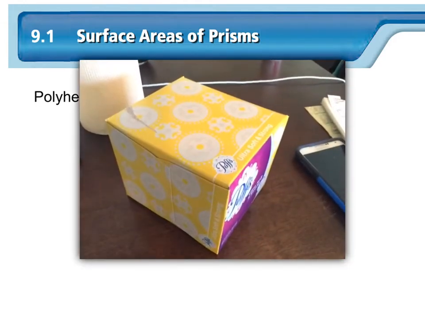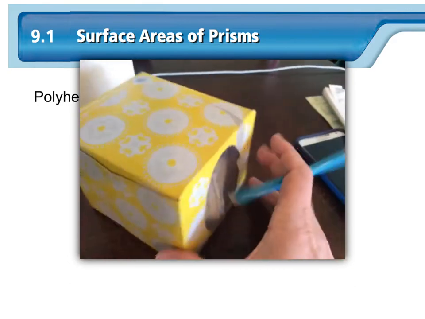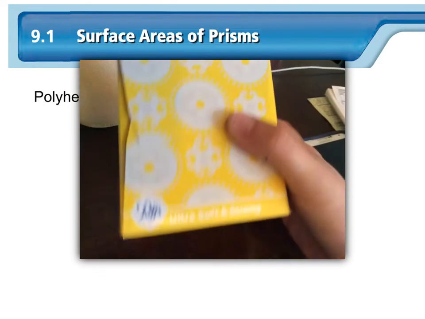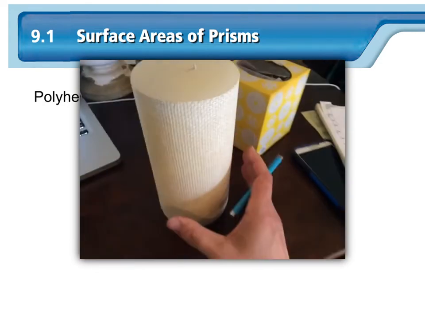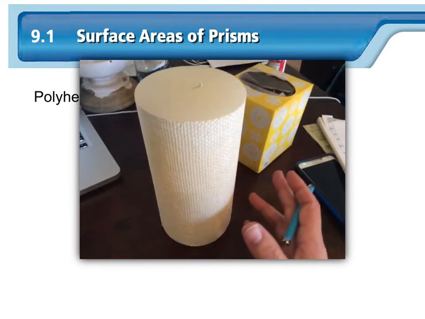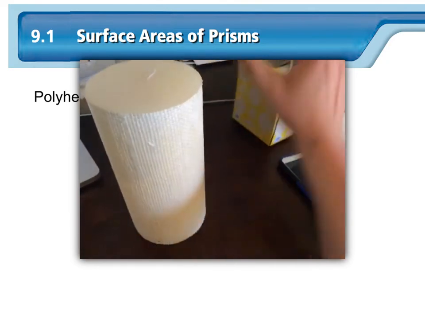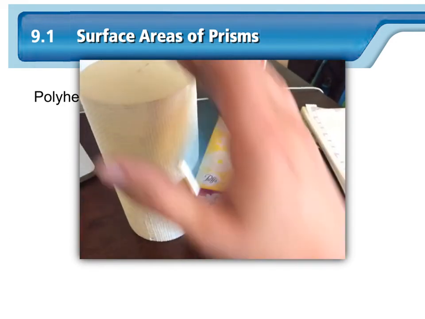The next thing we're going to talk about is this. Obviously, this is a Kleenex box. Pretend this is flat on the top, this right here is a prism. However, this candle, it's a cylinder, but this is not a prism. Why do you think this is a prism and this is not?